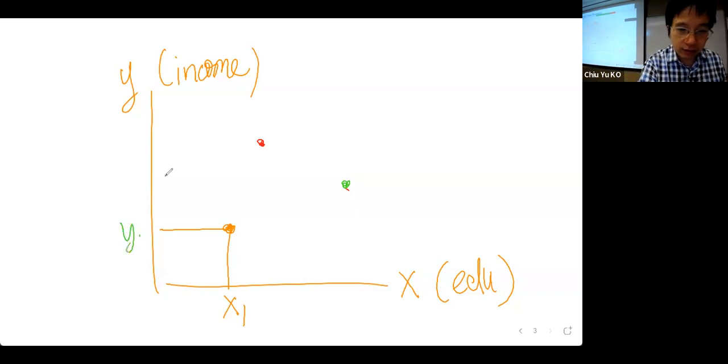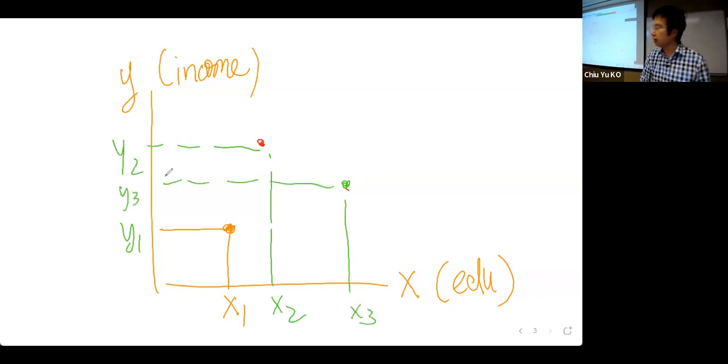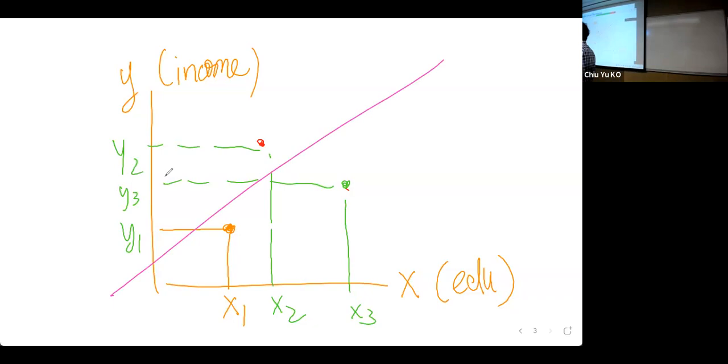This is x1, y1. This is x2, y2. And this is x3, y3, and so on and so forth. So that's how all the points are presented. The main question is we want to have a line. What we do is what we do in kindergarten: we want to fit a line that best represents the data points.